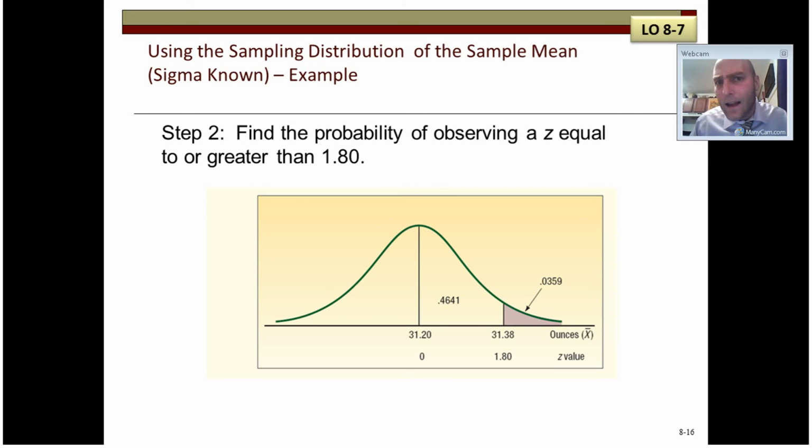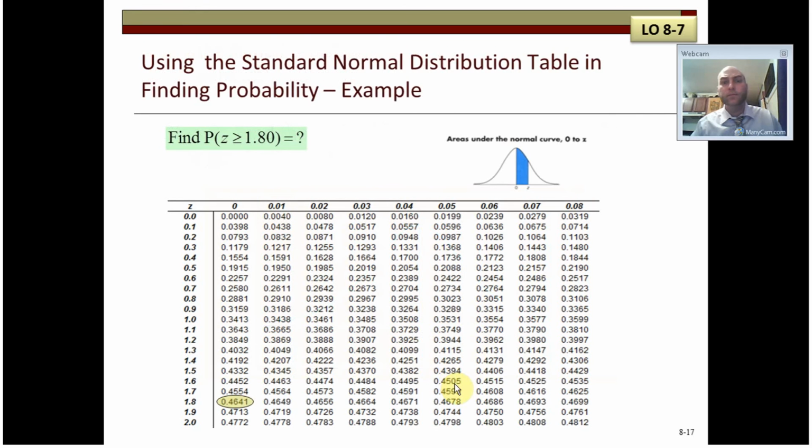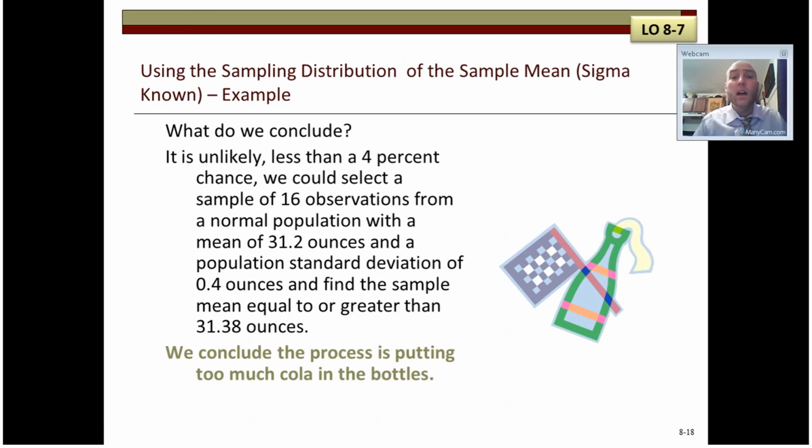It's not a likely occurrence that we should find 16 bottles whose mean is this far above what the mean is supposed to be. Following through the steps, we looked up that z-score of 1.8. We found the area to be 0.4641. If you need that stuff filled in, when we answer the question here, so what do we conclude? Well, we conclude that it is unlikely.